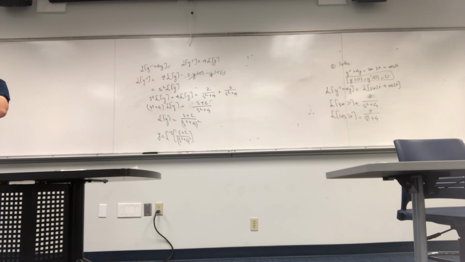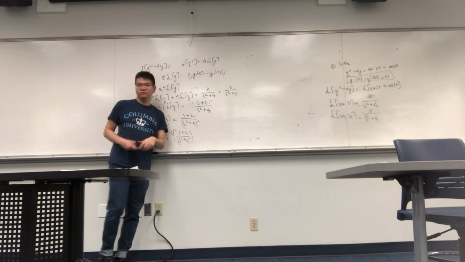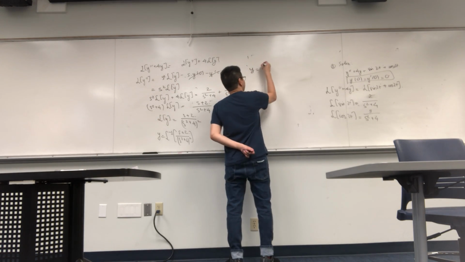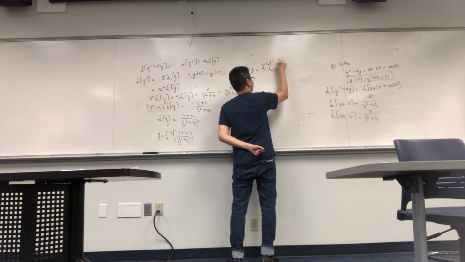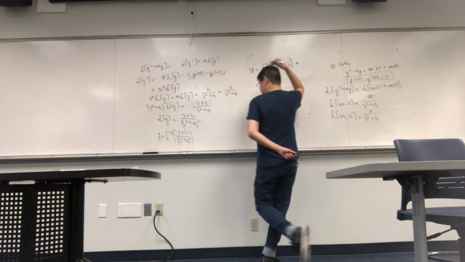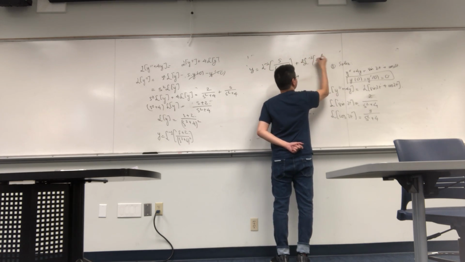Yes? Why don't you split it back apart so you can do the individual Laplace transform? So I'm going to split s into 2. Right? So y will be the inverse Laplace transform of s over s squared plus 4 square plus 2 inverse Laplace transform of 1 over s squared plus 4 square.